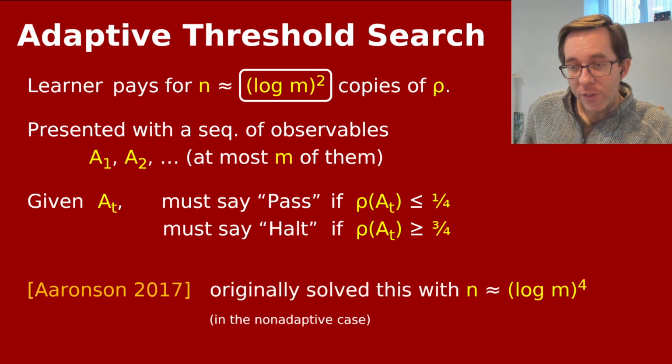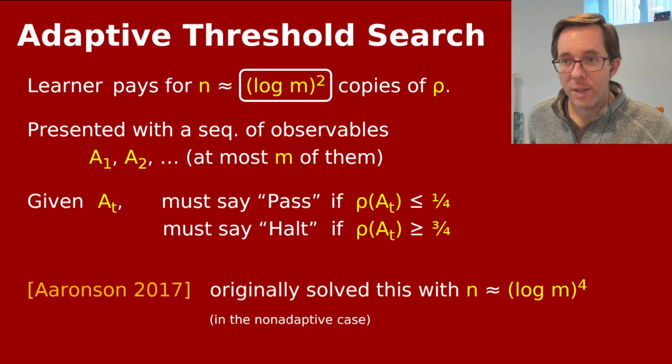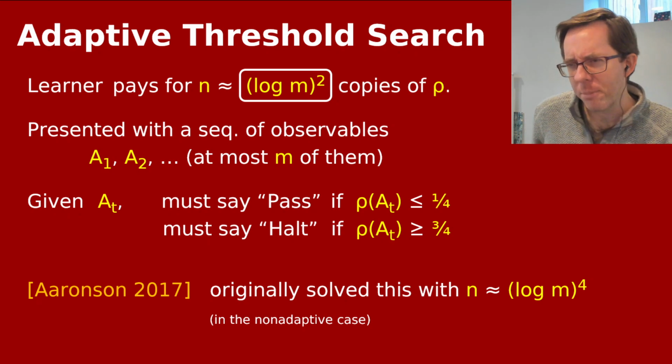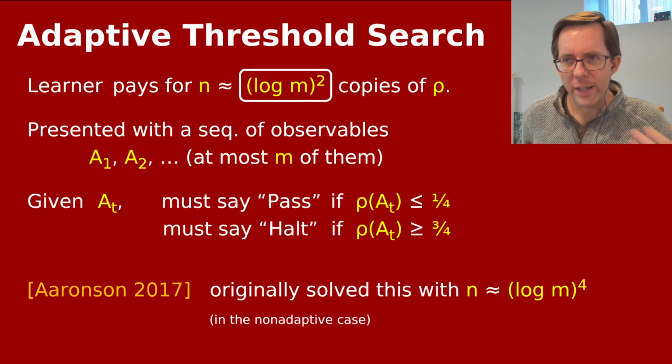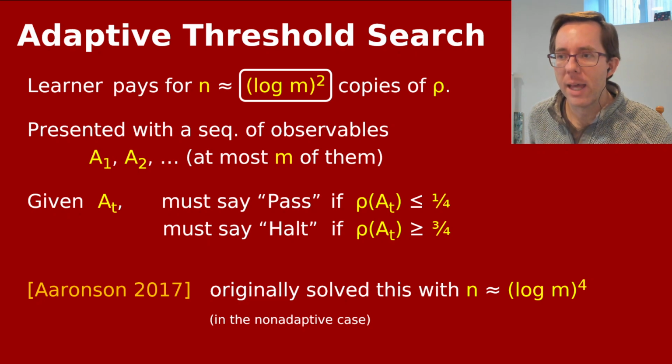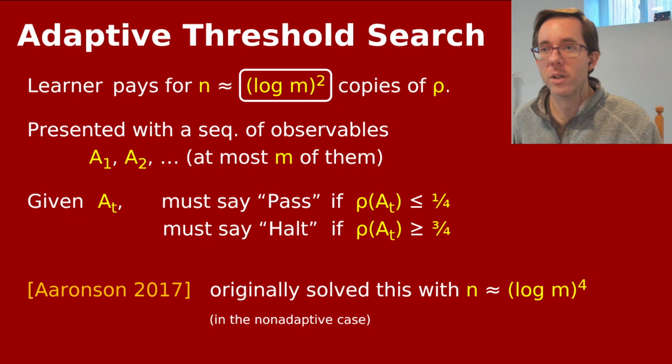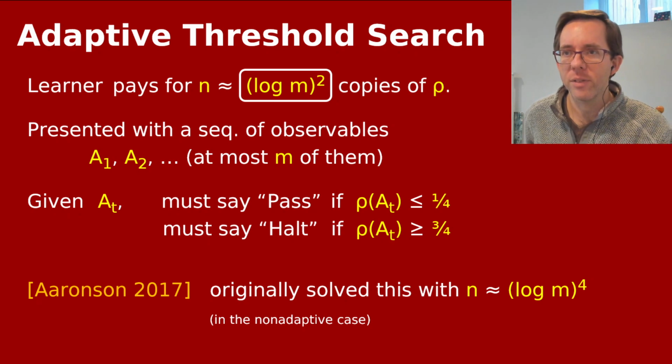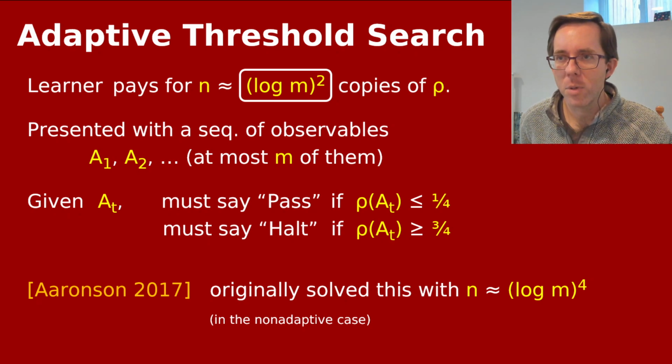Now, if you look back at the original shadow tomography paper by Aaronson in 2017, a key component in that was solving exactly this problem. And it was in the non-adaptive case rather than the adaptive case, where you're given all the A1 through AM up front. But anyway, he solved it, and he solved it with n, the number of copies, being proportional to log m to the 4th. Okay, so getting this down to log squared m, and also making it adaptive, is in some sense our most important contribution.